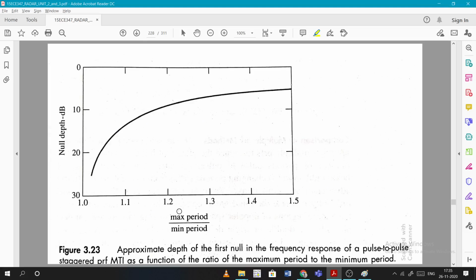Basically this is the graph of null depth against maximum period by minimum period. It shows the approximate depth of the first null in the frequency response of a pulse to pulse staggered PRF MTI as a function of the ratio of the maximum period to the minimum period.